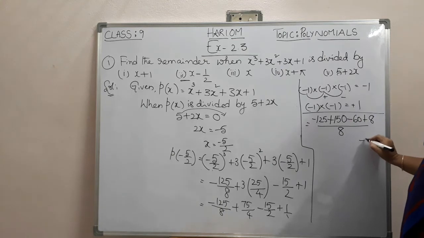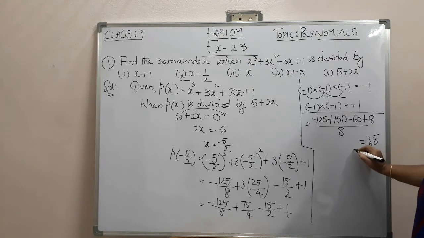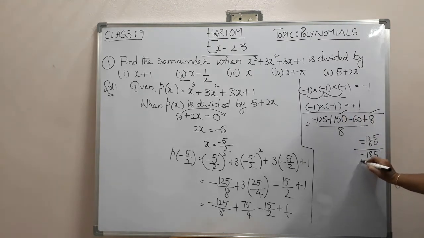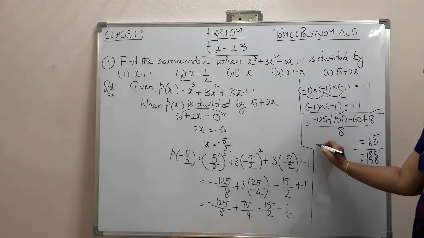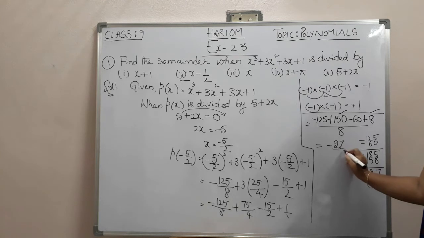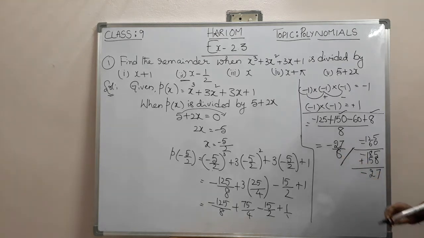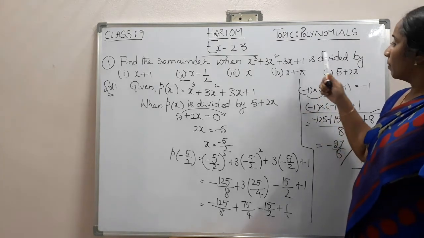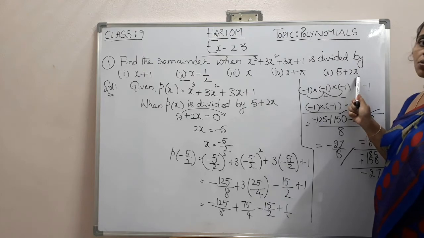Okay, now add all negative signs. Minus 125 minus 60, it is minus 185. By adding these two positive terms, you will get plus 158. By doing subtraction, 15 minus 8 is 7, 7 minus 5 is 2, it is minus 27 by 8. This is the remainder of the polynomial when we divided by 5 plus 2x.